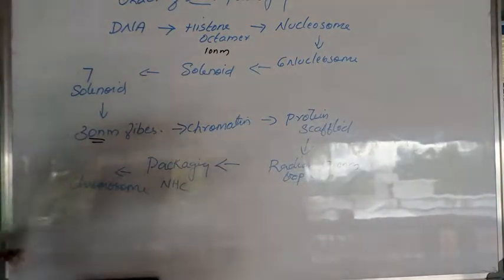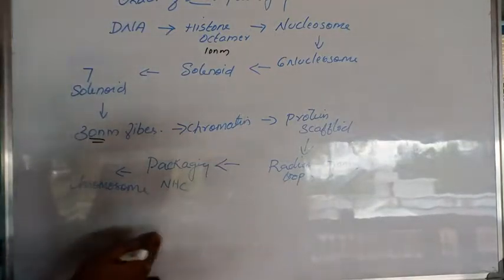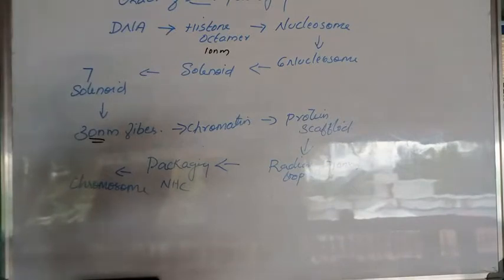Further, the adjacent radial loops are held by non-histone chromosomal proteins, and it becomes a chromosome. Okay, so these are about packaging.